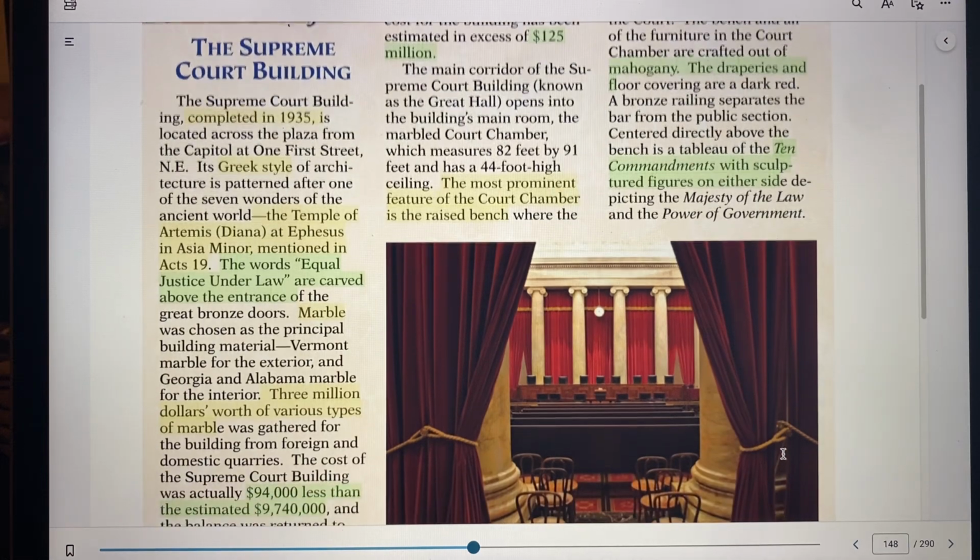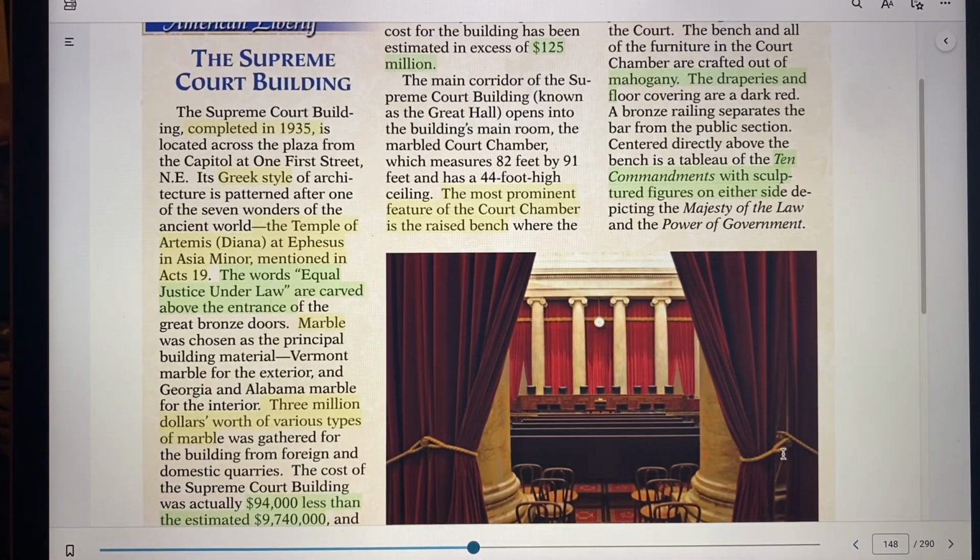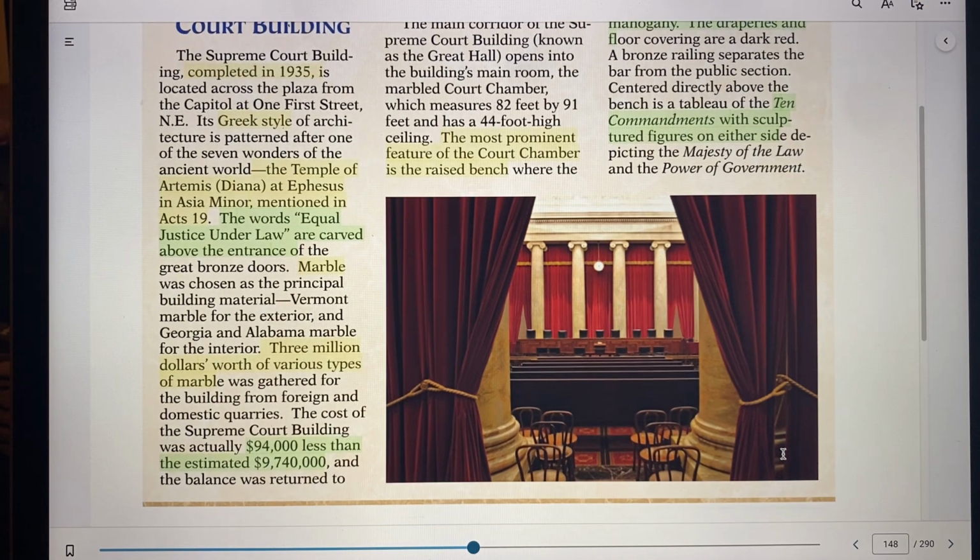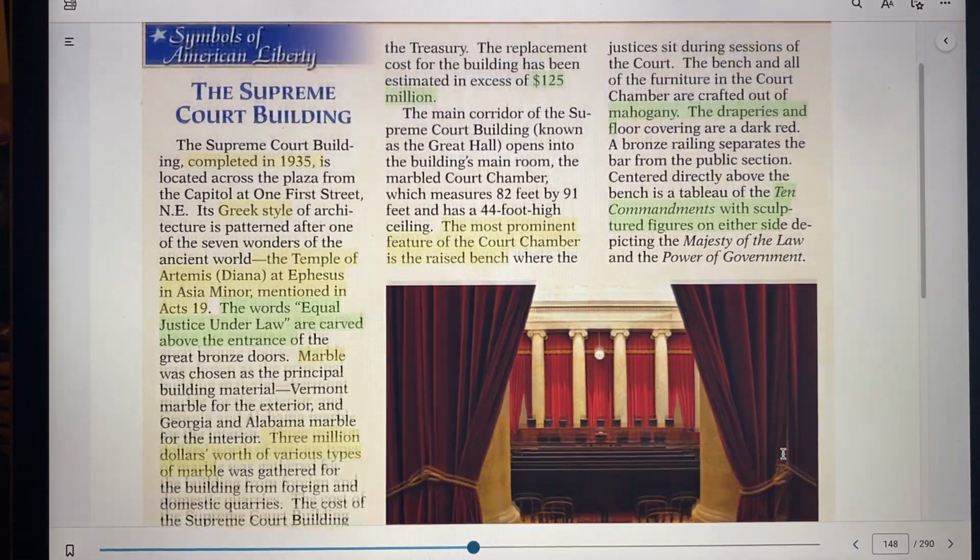Before we go on too, let's talk about the Supreme Court building here. Very famous. Our Supreme Court building was completed in 1935. So that's not too long ago, compared to some of the older buildings. And it was in this Greek style, even though I don't like the Greek style. It actually is patterned after one of the 7 wonders of the ancient world, which is the Temple of Artemis or Diana at Ephesus. But anyway, I don't know why they actually made it like that, but it is. The words equal justice under law are carved above the entrance of the doors. And the doors are these big bronze doors and everything's in marble. Just the marble itself was like $3 million worth of marble. And the estimated cost of the court was $9,740,000. And it actually cost less, and they got some money back on their deal.